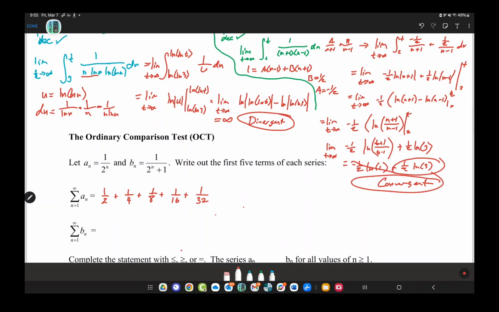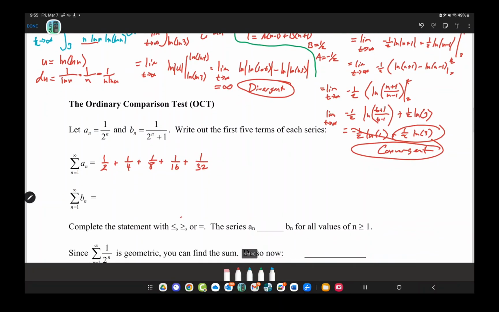Wait, so isn't there like a series is when you add them and then a sequence is when it's just the terms? Yes.